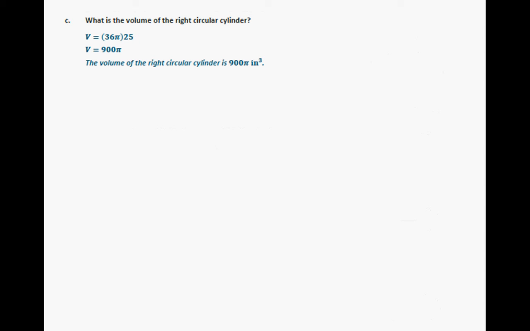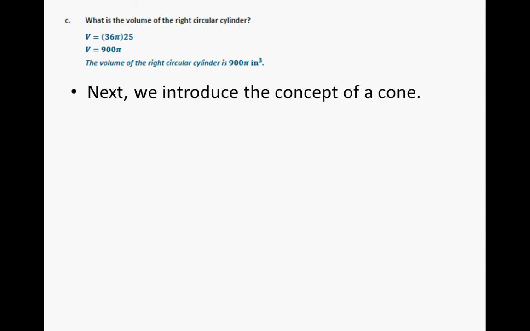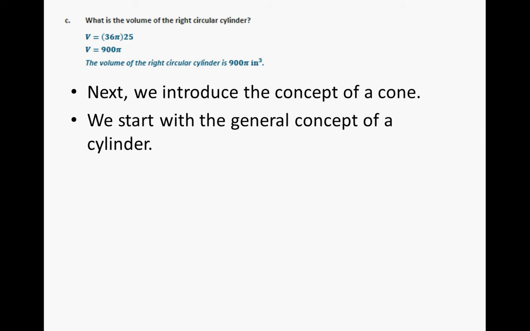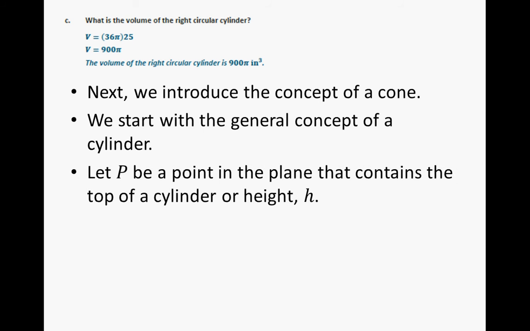And for part C. Next, we introduce the concept of a cone. We start with the general concept of a cylinder. So let P be a point in the plane that contains the top of a cylinder of height, which we'll call H.